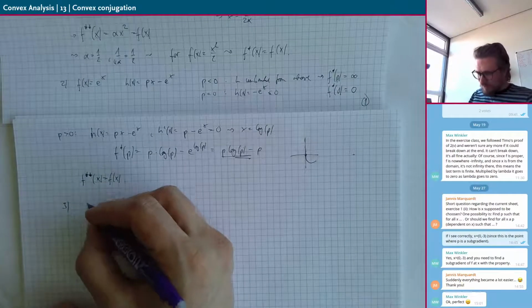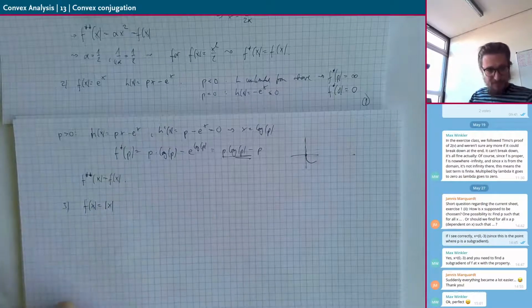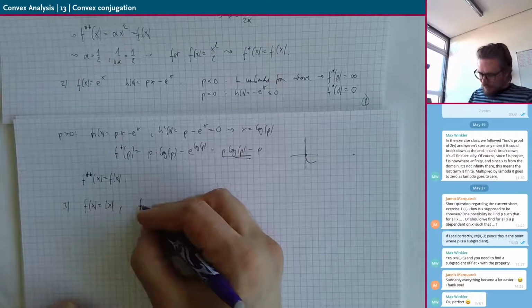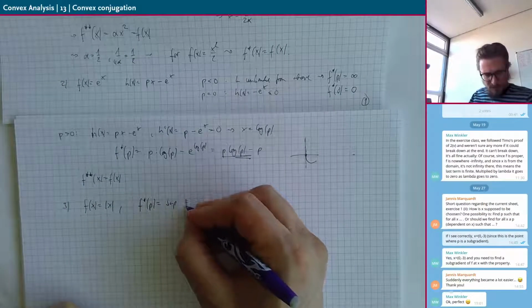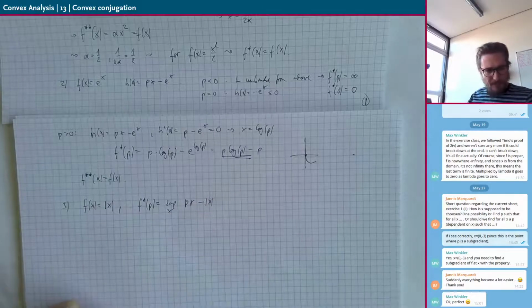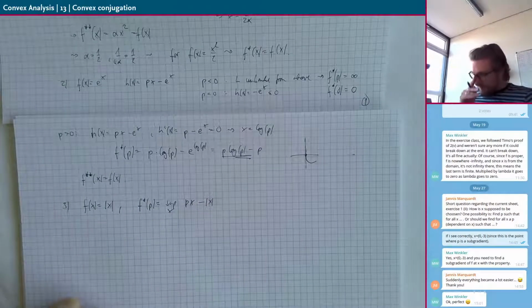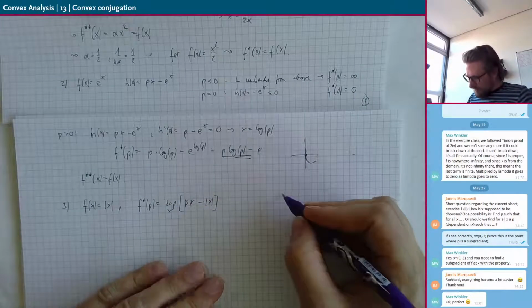Okay, let's do something non-smooth. So f of x is the absolute value of x. So then f star of p is equal to the supremum of p times x minus absolute value of x over all x. So then in the lecture notes I wrote by direct inspection, and that's basically all I can say about it. But let's draw a picture.